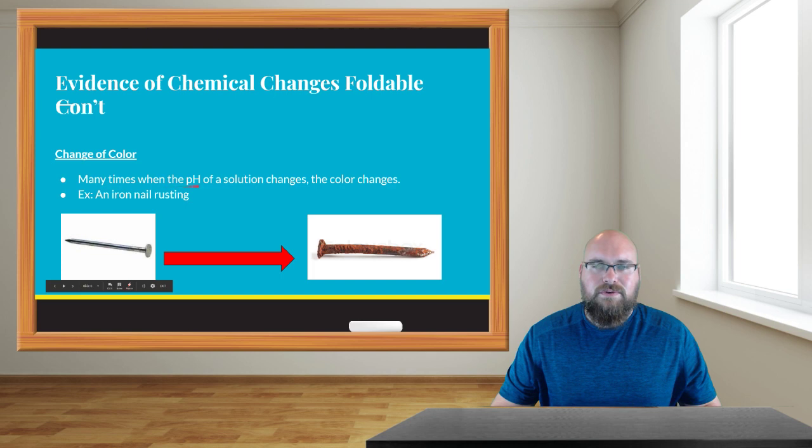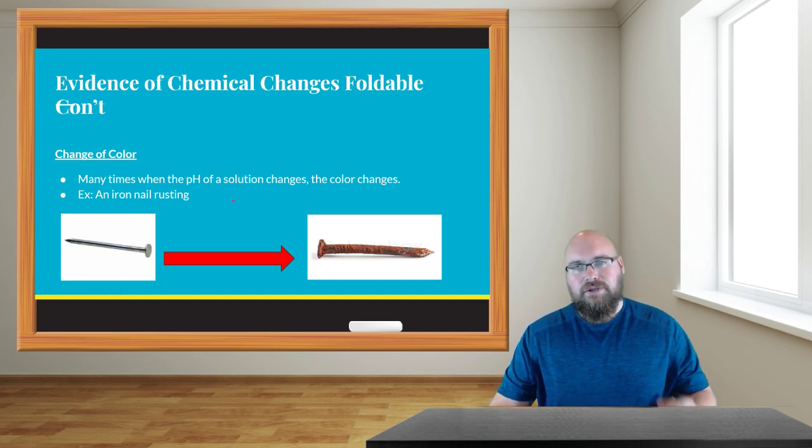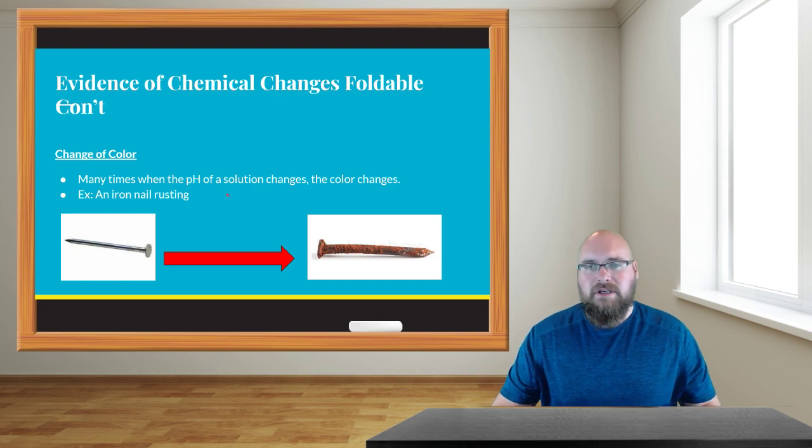The next would be a color change. This usually happens when the pH of a solution changes. We can make it show up a different color to see what the pH is. But we also have it when an iron nail rusts. It starts off looking like this, but over time the color will change to this. So we now indicate that a chemical change has occurred. You cannot turn this back into iron.